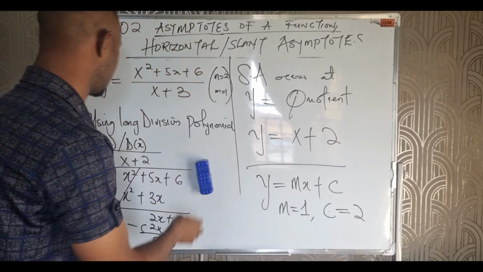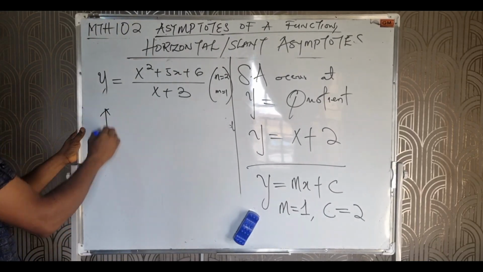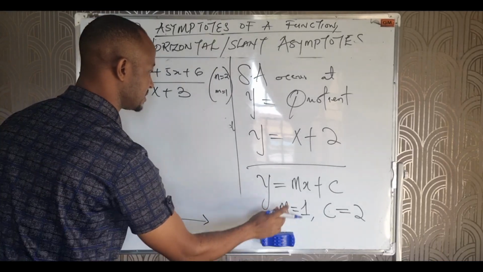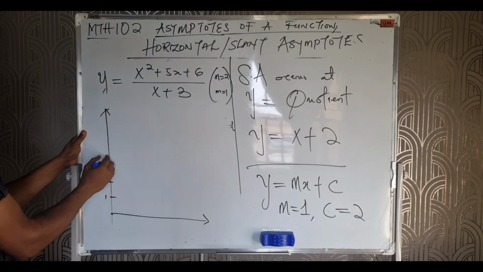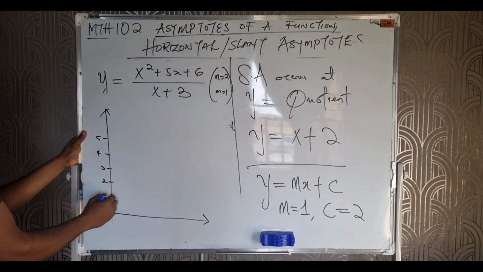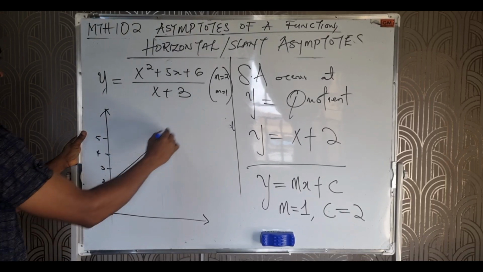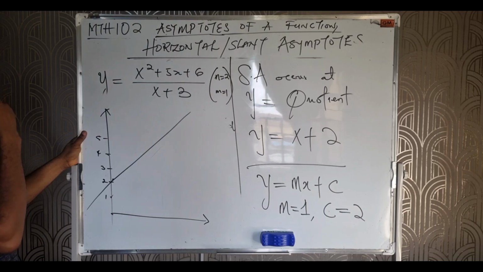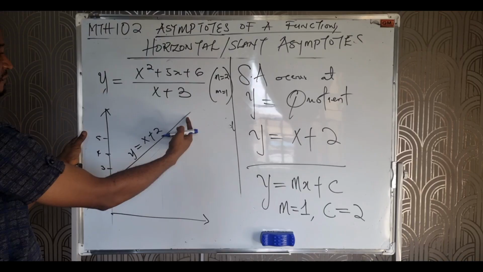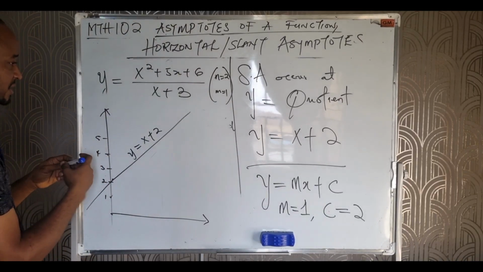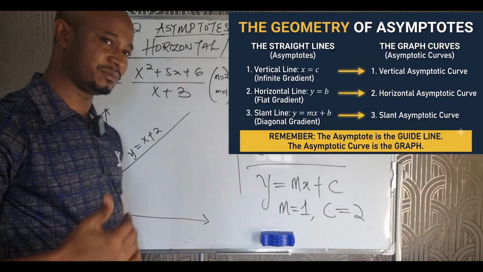Okay, let me just show us the graph here so you can understand. A graph of y against x. Okay, let's say we have here as 1, here as 2, here as 3, here as 4, and here as 5. So this graph we move this way. This is a graph of y equals x plus 2. Any curve that is plotted that approaches this line is called a slant asymptotic graph.